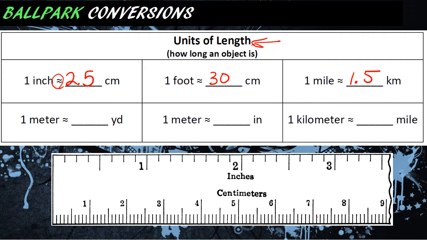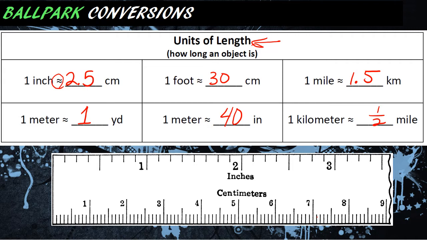A meter is about a yard. We know that a meter is a little bit longer, so we're estimating again. So we say a meter is a little bit closer to 40 inches. And a kilometer is a little more than a half mile. So these are the different ballpark conversions we're going to use here for units of length.